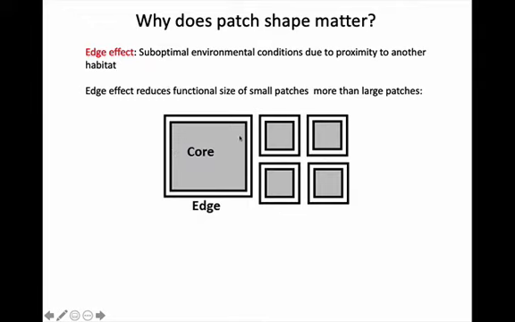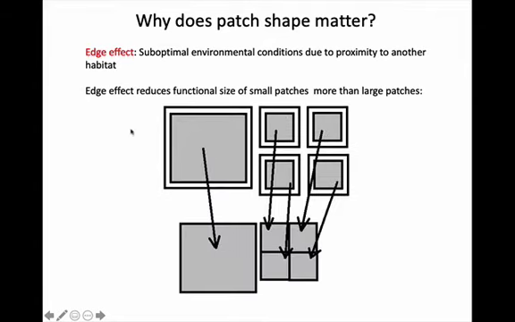So consider one patch that is large and compare it to 4 small patches with identical area. If you add up the total area here, here, here, and here, it's the same area as this. But what does the edge effect do to the functional size of forest in these 4 small patches? Well, the functional size of the forest in the 4 small patches is much smaller than that in the large patch. So size matters and shape matters.